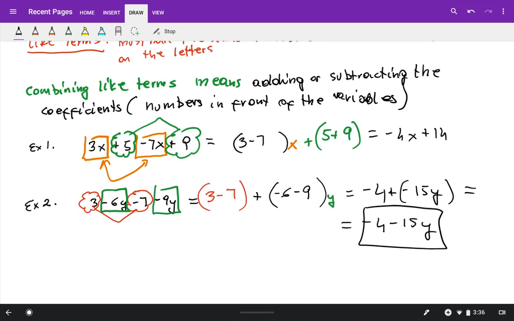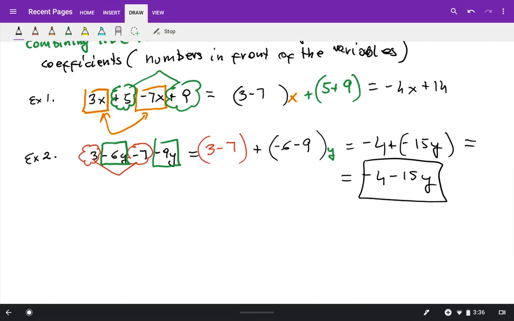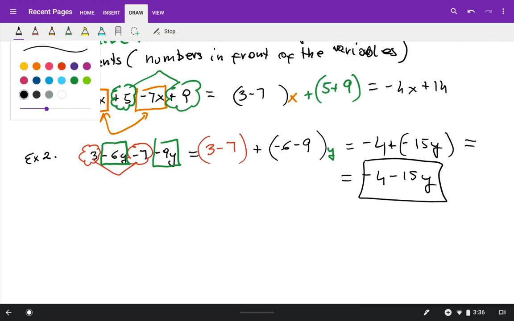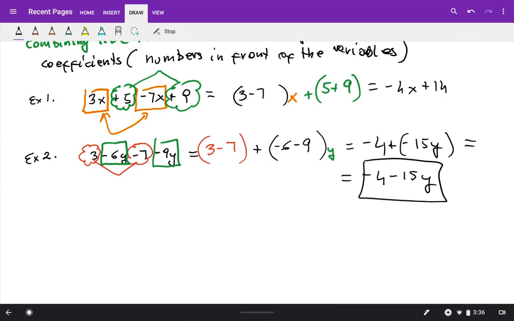Okay, so that was just a review on how to simplify the expression. And next, what we're going to do, we're going to solve linear equations. So next, we're going to talk about steps for solving linear equations.